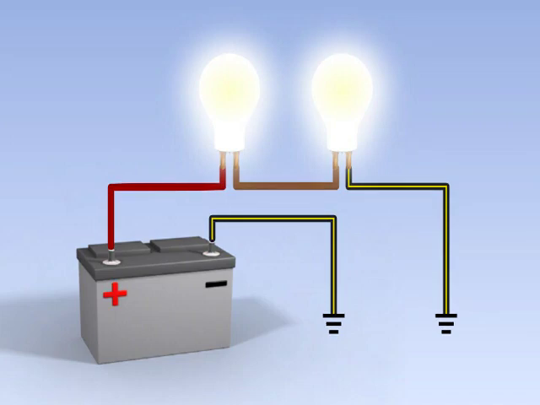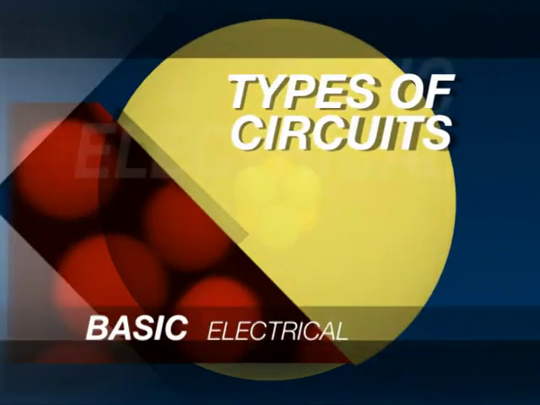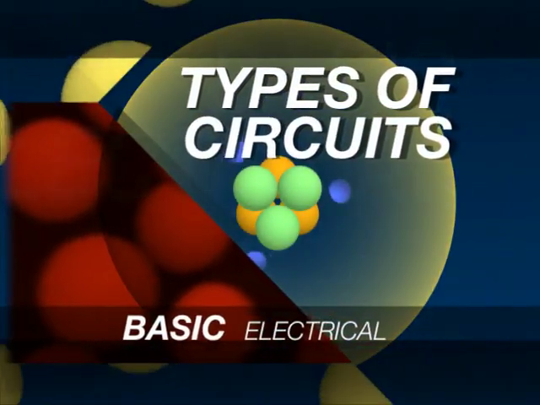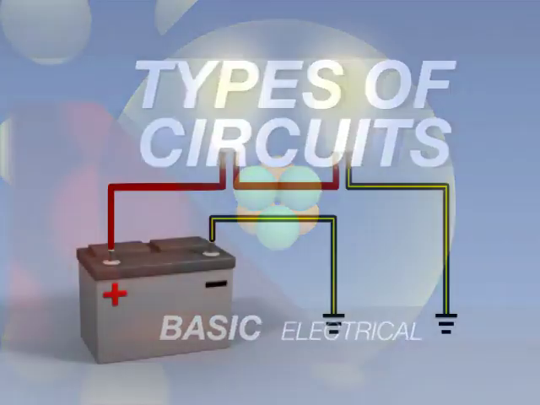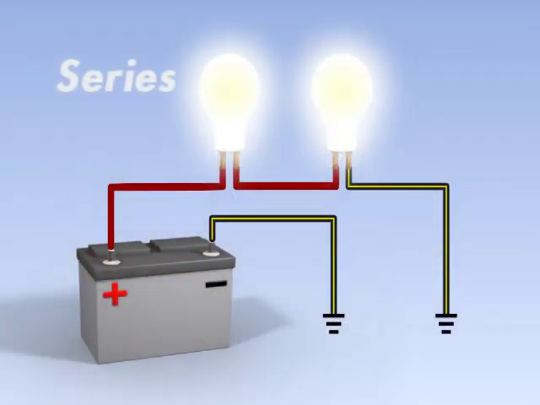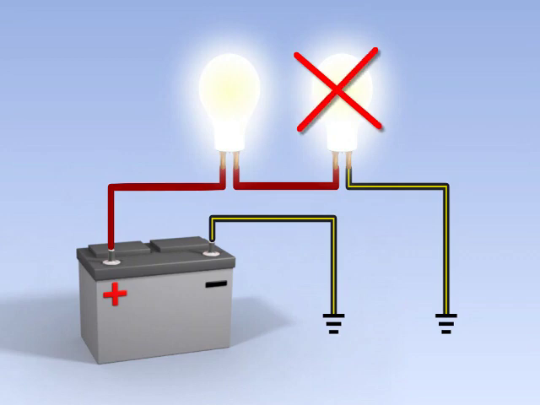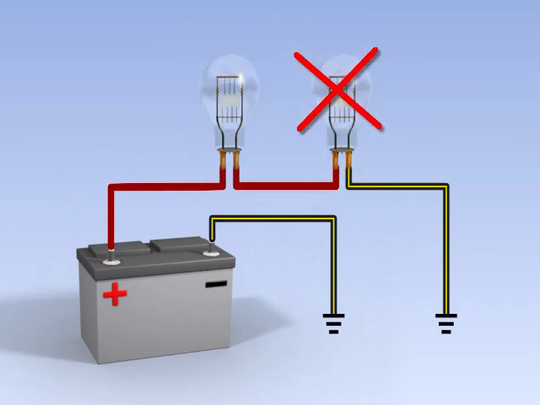This difference is important to the troubleshooting process, as some diagnostic tests are done on the negative side of a circuit. There are three basic types of circuits: series, parallel, and series parallel. In a series circuit, all of the system's components are connected together plus to minus, one after another. If just one component fails in a series circuit, all the components will stop functioning.